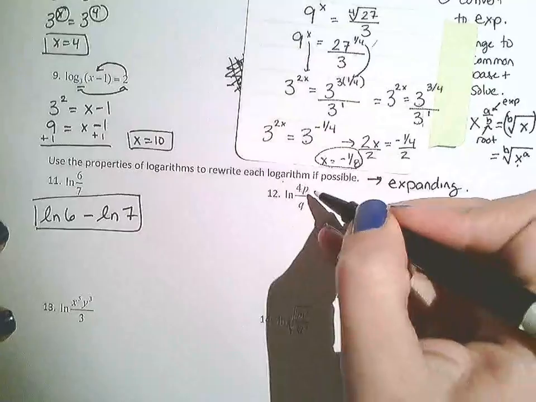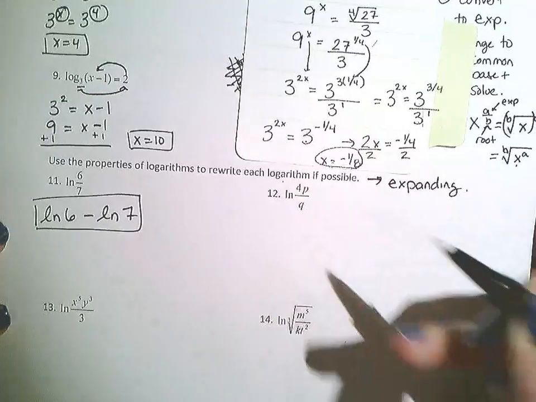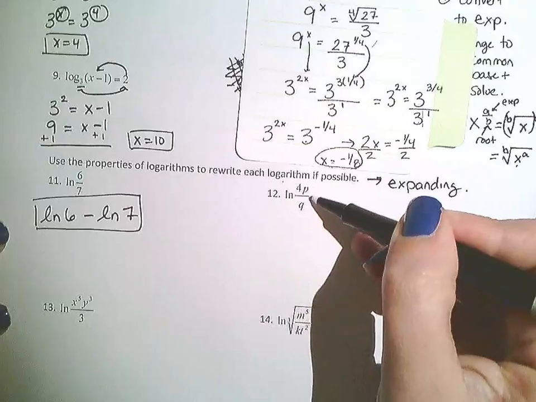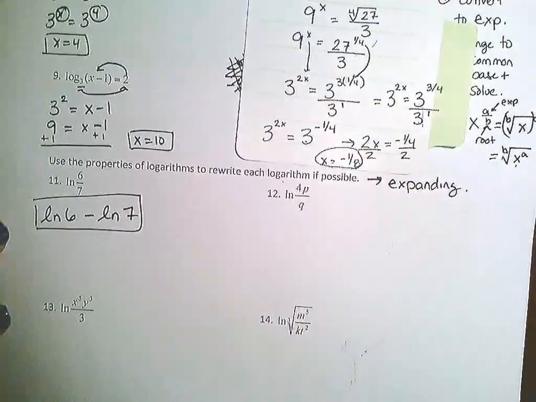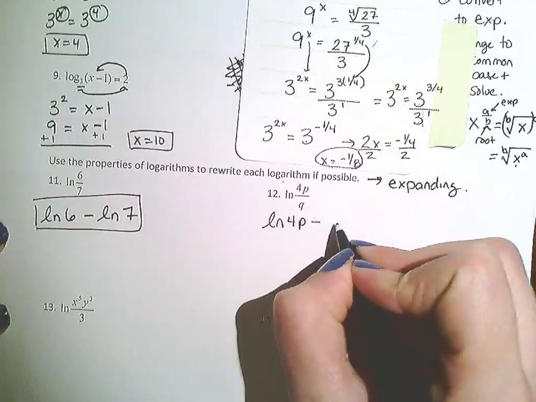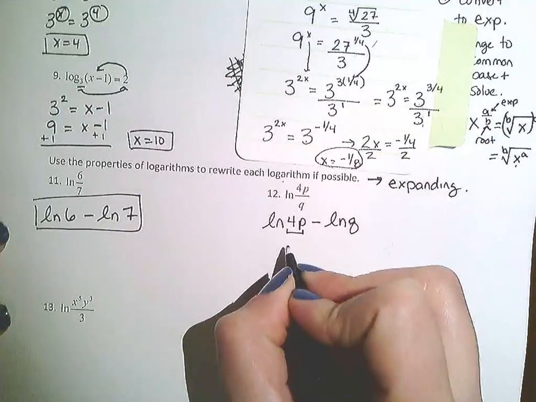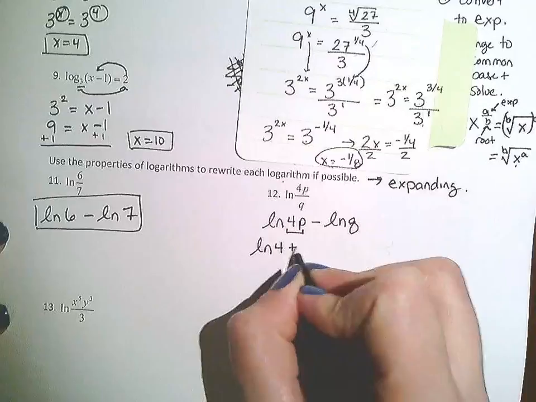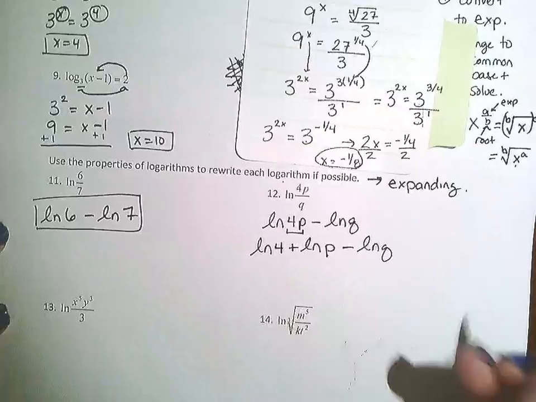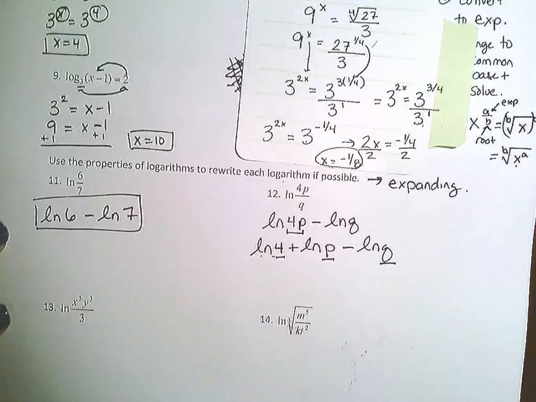All right, here I have both multiplication and division. I suggest you work with the division first and then break up the multiplication. So here we have ln of 4p minus ln of q. And now I can break up this multiplication into ln of 4 plus ln of p minus ln of q. As long as every log has only one term with it, I know I'm done.